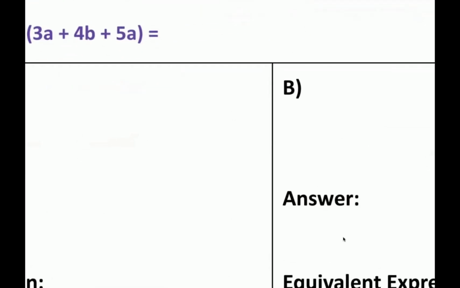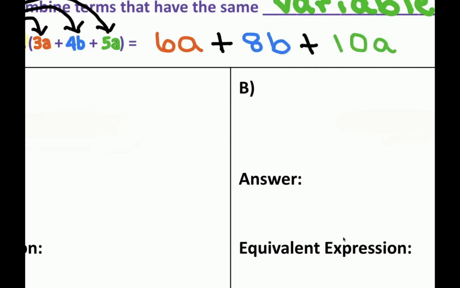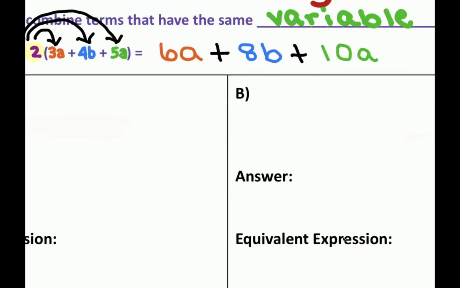I'll zoom in a little bit. We have 2 times 3A plus 4B plus 5A. So now we have 3 terms, but we're still going to treat it the same way. We're still going to multiply 2 times all 3 terms. So I'll start by doing 2 times 3A, which is 6A. Make sure you're writing with me. Then I'll do 2 times 4B, which is 8B. And then 2 times 5A, which is 10A.